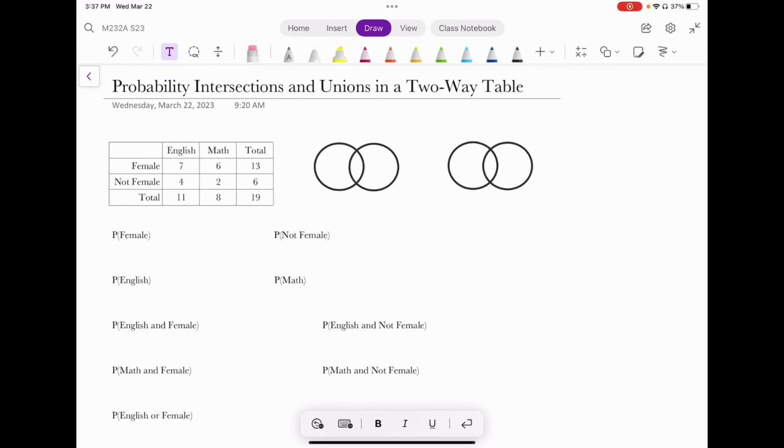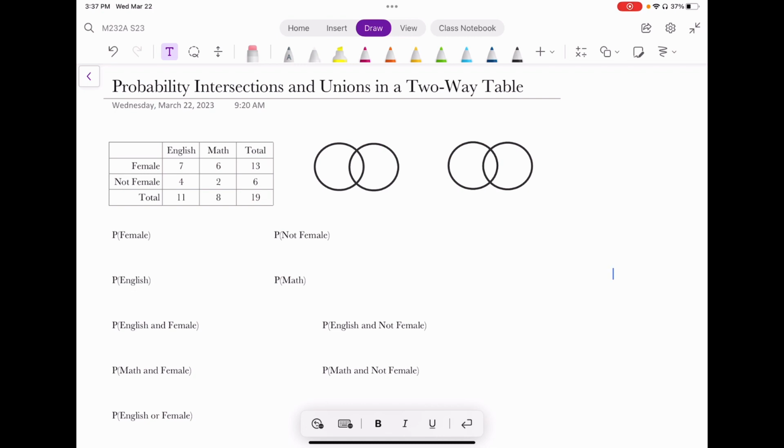Welcome. We're going to focus on probability intersections and unions in a two-way table. So we will be dealing with intersections, which use the word and, and unions, which use the word or, specifically for a two-way table. There are formulas to calculate intersections and unions, and whether an event is independent or dependent, or mutually exclusive or not, might have an impact. And so we will be talking specifically about a two-way table.